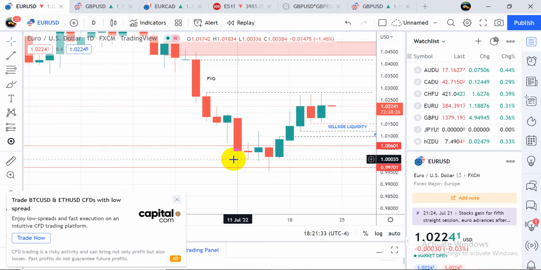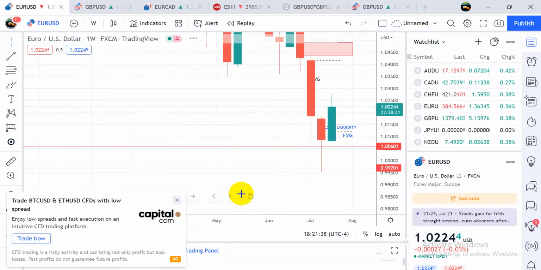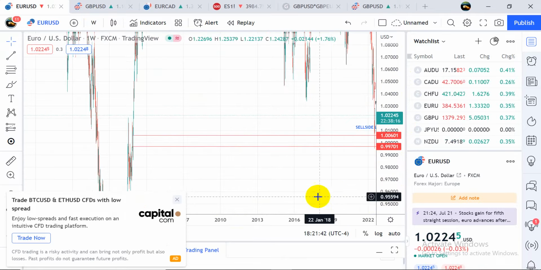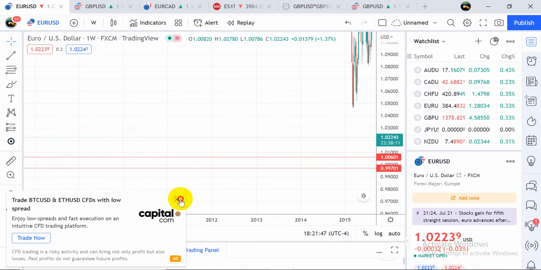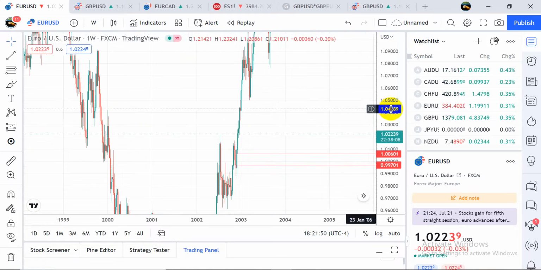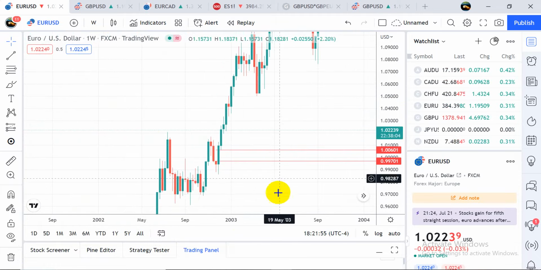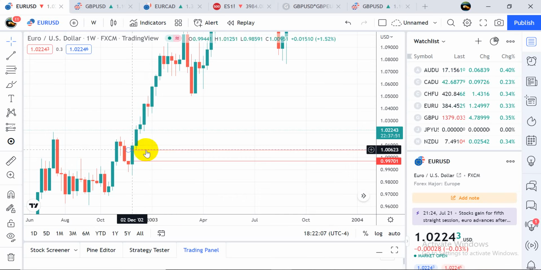Okay, let us see what Euro USD was reacting to. I will take attention to the weekly time frame. Let me take attention to the weekly time frame and see what exactly they were reacting to. Okay, you can see where price was actually rejecting from. Price was actually reacting to this fair value gap here. Okay, price actually filled in the fair value gap. Note this red line and this red line.